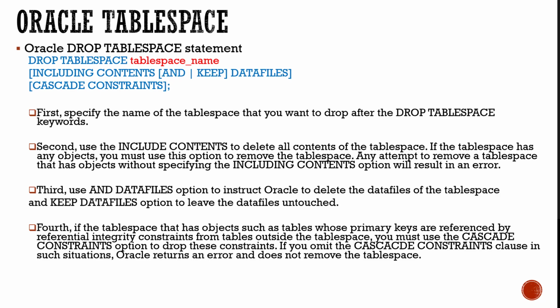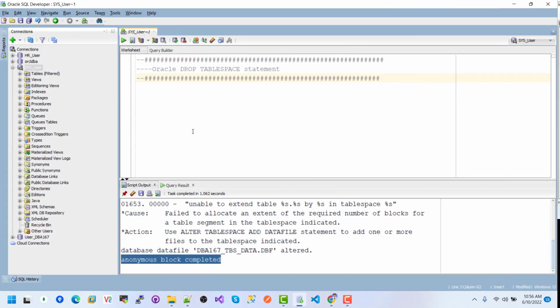Fourth, if the table space has objects such as tables whose primary keys are referenced by referential integrity constraints from tables outside of the table space, you must use the CASCADE CONSTRAINTS option to drop these constraints. If you omit the cascade constraints clause in such a situation, Oracle returns an error and does not remove the table space. Or another topic, Oracle DROP TABLESPACE statement.